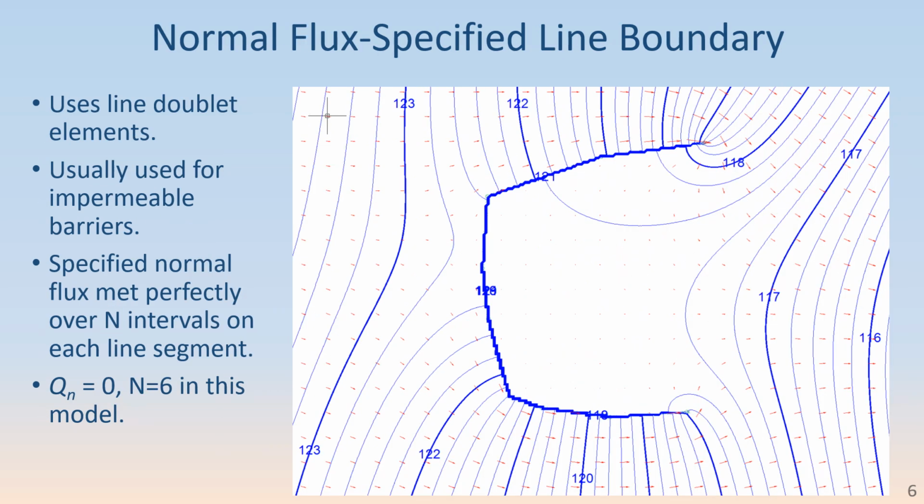This is a normal flux specified line boundary internal. We had these for the external line boundaries as well, but when you do it for an internal line boundary, the underlying element that you're using is a line doublet. A line doublet has no discharge whatsoever, and it is basically a dipole integrated along a line with the axis of the dipole perpendicular to the line. We'll explain that in the next slide a little bit. It's very handy to use for impermeable barriers, like the model at the right, where it is set at 0 specified normal flux, impermeable.